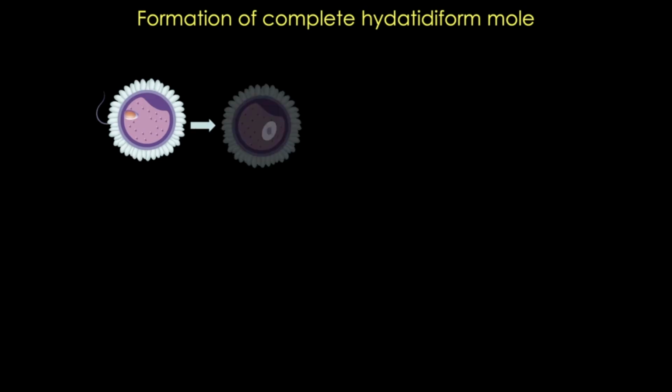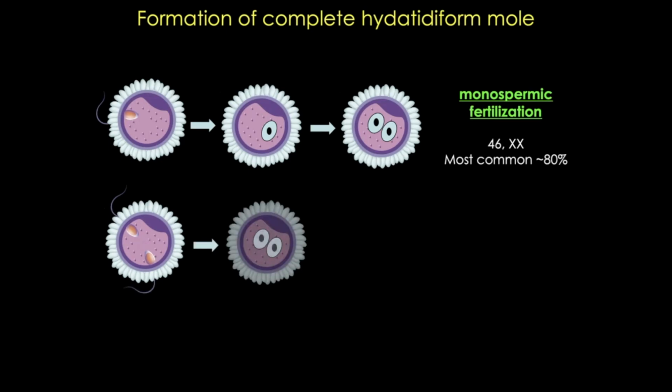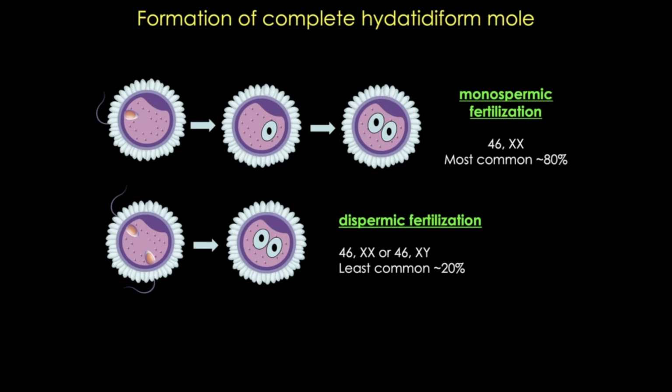And that single male pronucleus is going to divide to form 2 haploid nuclei, and those will eventually fuse to form a diploid structure. Less commonly, an oocyte is fertilized by 2 sperm, and the female pronucleus is lost, and a diploid structure is formed. In both of these cases, without the female pronucleus to drive development, there will not be an embryoblast and there will not be a fetus. There will only be trophoblastic tissue that becomes placental membranes.